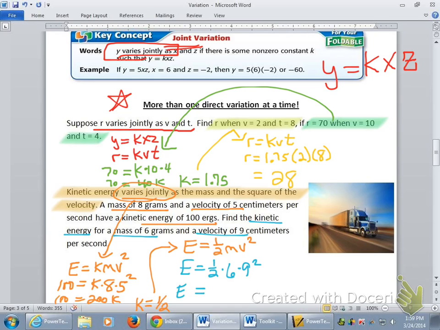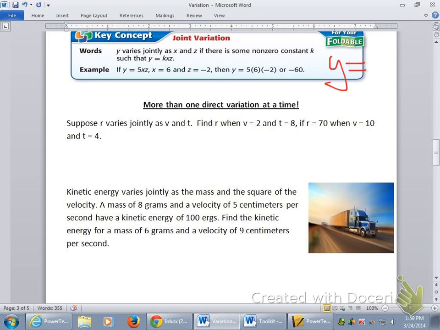I hear click, click, click. 1/2 times 6 is 3. And then 3 times, this is 81. 3 times 81 is? All right, 243. Oh, that's the wrong page.